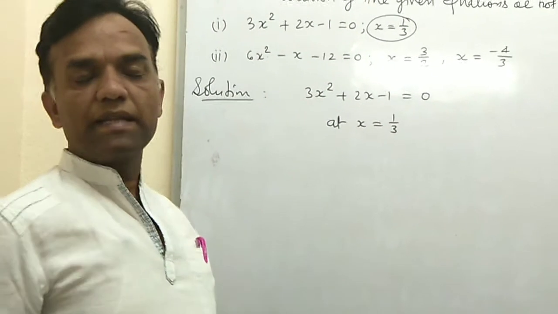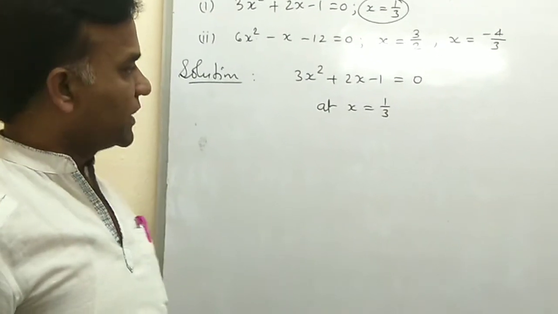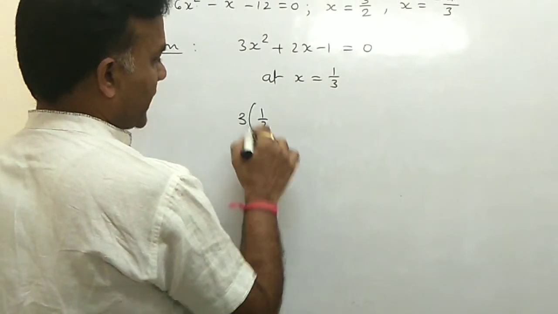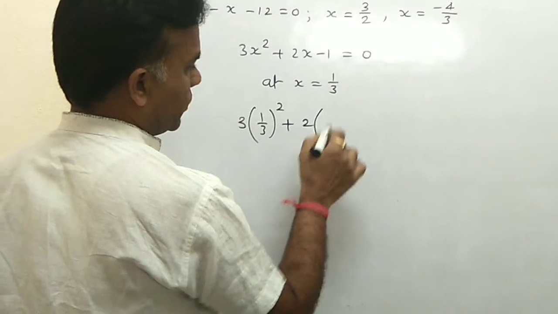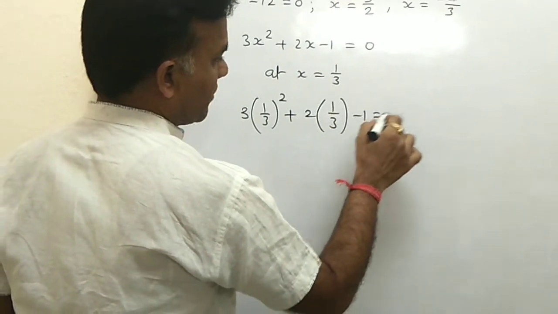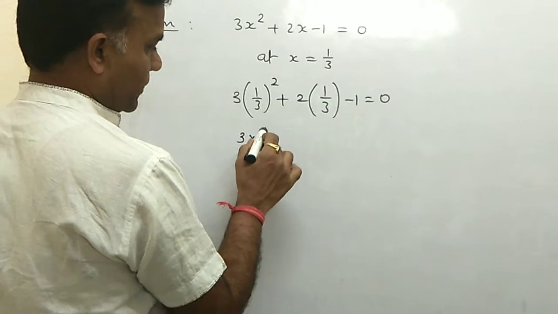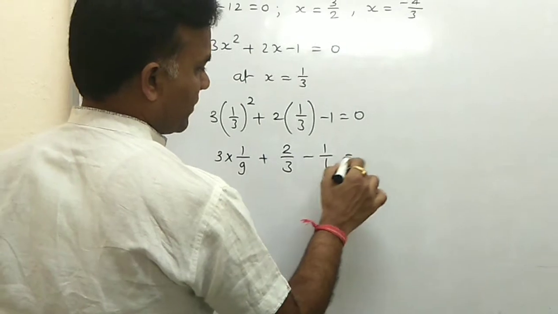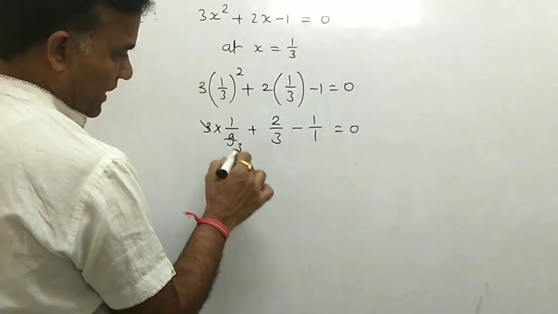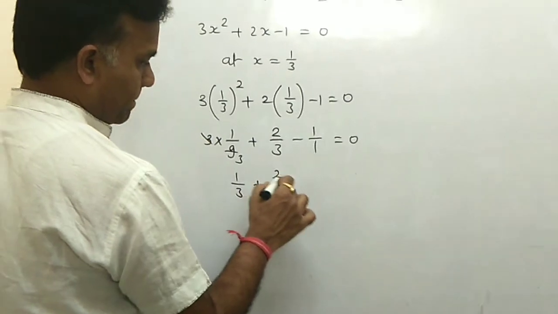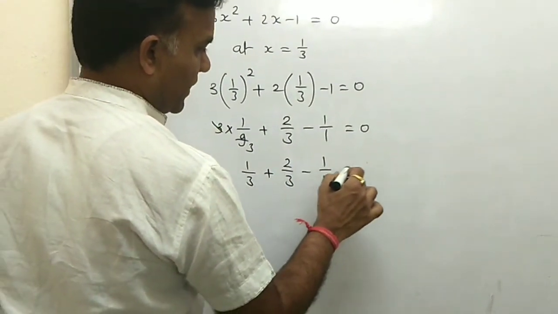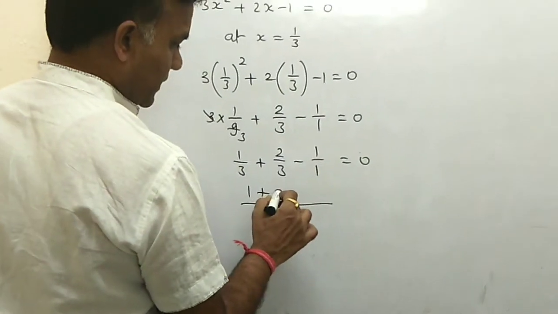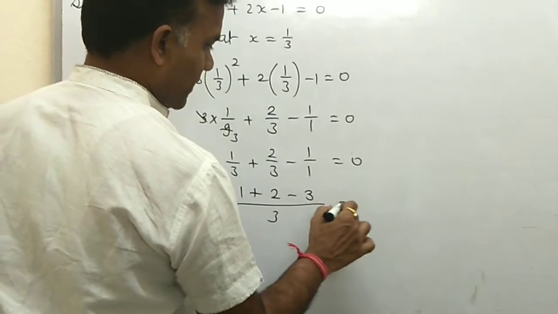If the RHS and LHS are not equal, then it is not a solution of the given quadratic equation. Now we substitute x equal to 1 by 3: 1 by 3 of whole square times 3, plus 2 into 1 by 3, minus 1 equal to 0. Similarly, 3 into 1 by 9 plus 2 by 3 minus 1 by 1 equal to 0. Now we simplify: 3 9s are 9, so 1 by 3 plus 2 by 3 minus 1 by 1 equal to 0. Now we take the LCM, which is 3.